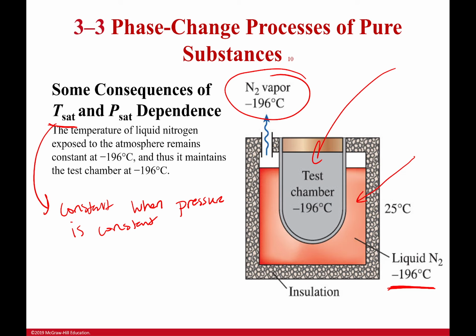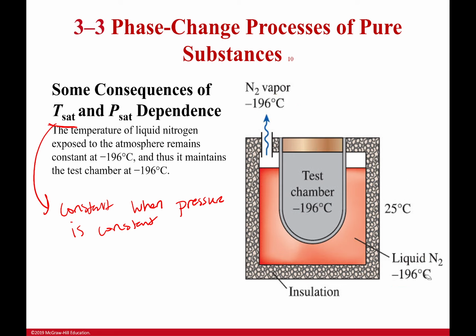The only way it could change temperature is if all of it's vaporized and then we're at a superheated vapor. So at that point, then the nitrogen vapor could begin to heat up. But until all my liquid is gone, the vapor that is escaping, as well as the liquid, will be the same temperature, which is negative 196 degrees Celsius. That could be helpful. It also explains why ice water works.